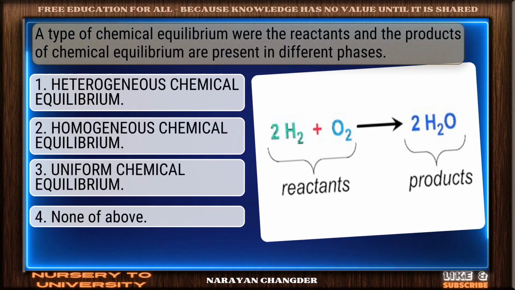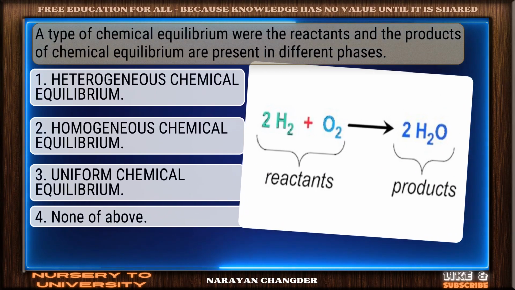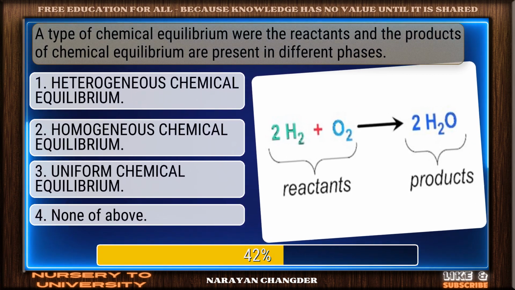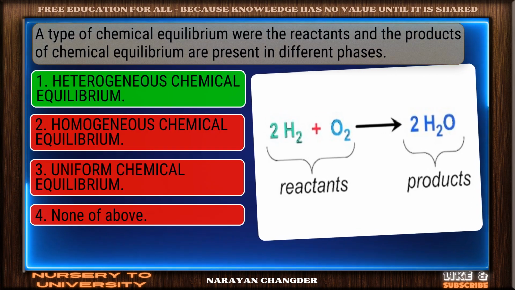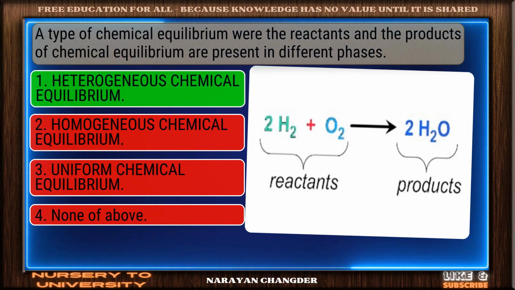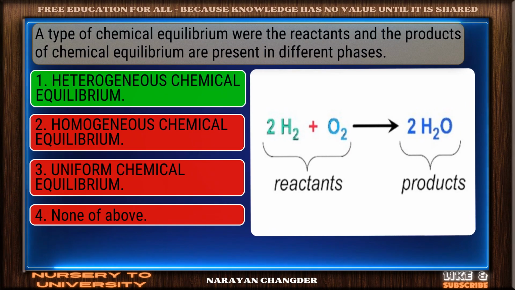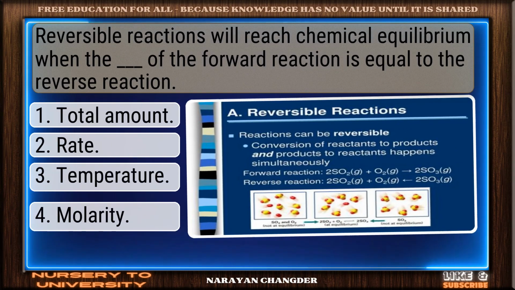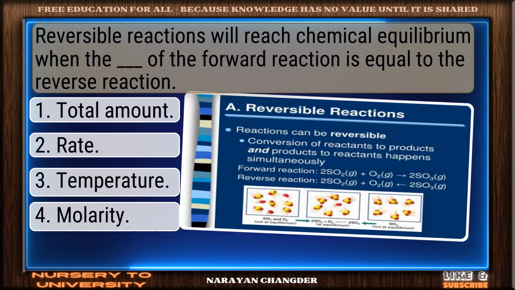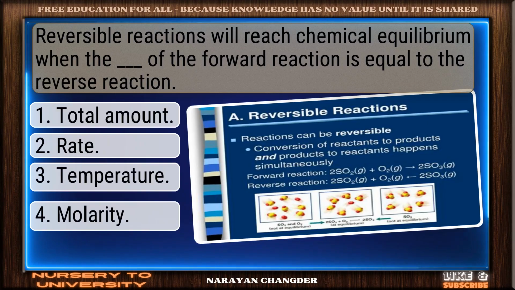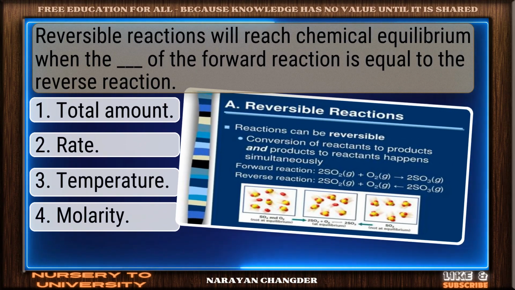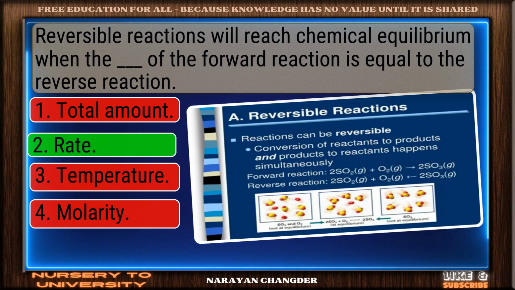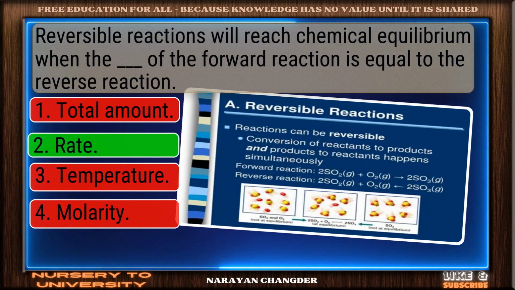A type of chemical equilibrium where the reactants and the products are present in different phases. You got it. Your choice, heterogeneous chemical equilibrium, is right. Reversible reactions will reach chemical equilibrium when the dash of the forward reaction is equal to the reverse reaction. Well picked. Rate is the correct answer.